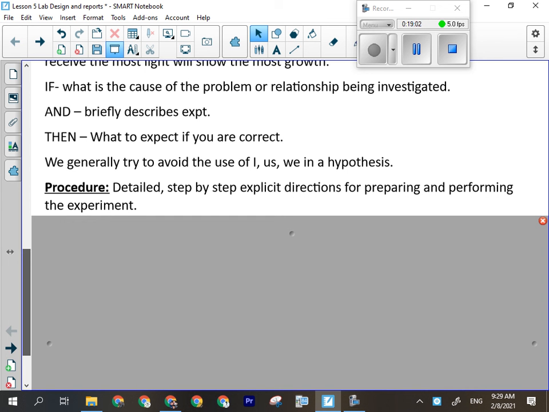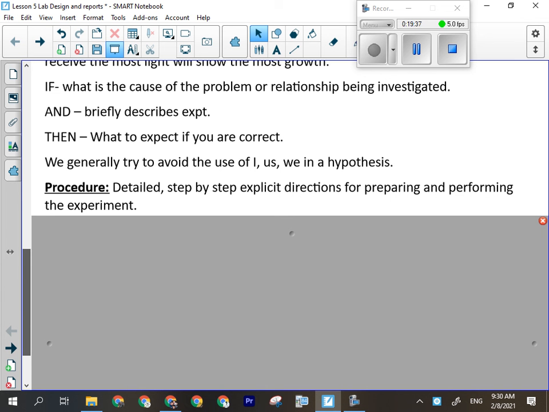Okay, your procedure. Detailed step-by-step explicit instructions for preparing and performing the experiment. By explicit I don't mean it's full of four-letter words. Not like that. I mean it is clear, outlined, leaving no doubt what to do. Never make assumptions when you're designing a procedure. Write a procedure as though the dumbest person you know is going to have to follow it, and you know they'll screw it up if you don't tell them everything.